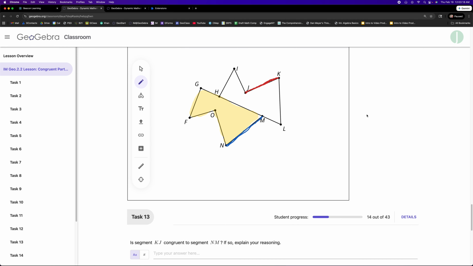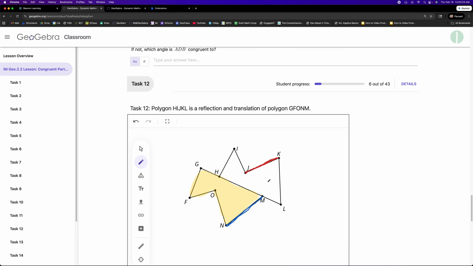Well, are they corresponding parts? Let's see here. If this is my original and I flip it and slide it, it says reflection and translation. So if I flip this up across this line and then slide it down, where's this going to end up? It looks like, if these were two mountain ranges, JK is on the inside between the two mountains, and NM is on the outside of the two mountains. So they're not the same.